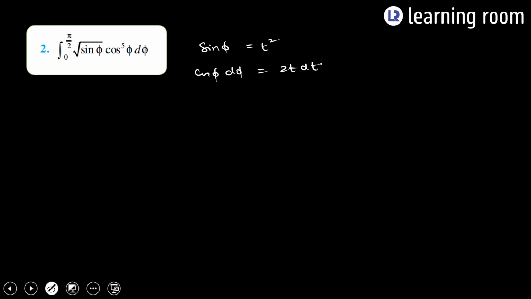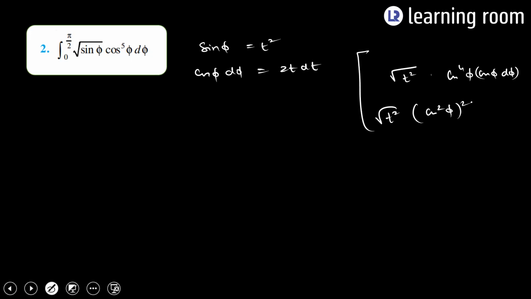Now, if I do a rough work of how the question is going to get manipulated with the root of t square into cos power 5 phi, I will write it as cos power 4 phi into cos phi d phi. But what is this cos phi d phi according to this? It will be 2t dt. So it is root of t square into cos power 4 phi. Can I write it as cos square phi the whole square into 2t dt?